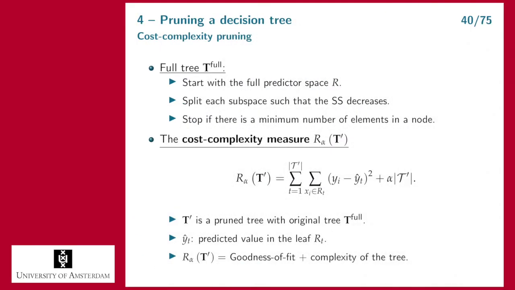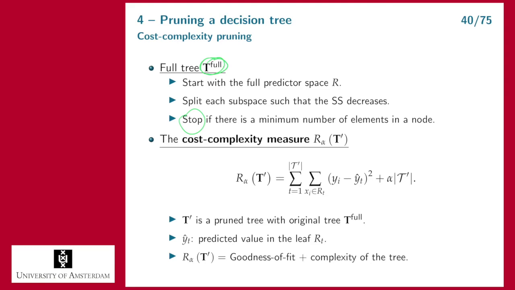Let's now have a look how we can avoid overfitting when building a decision tree. So assume that you start building a full decision tree. It means that you split in order to decrease the sum of squares. And for example, you use as a stopping rule a minimum number of elements in a node. You say we keep splitting until we have 5 elements in a leaf and then we stop splitting. Then we have a very large tree because we only look at goodness of fit, and improving the goodness of fit means growing large trees.